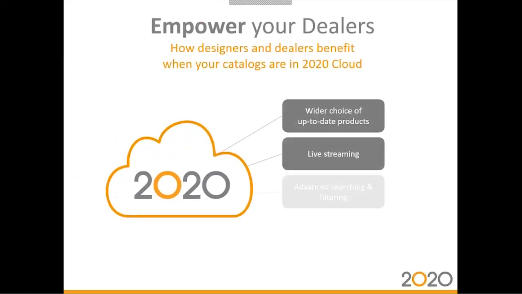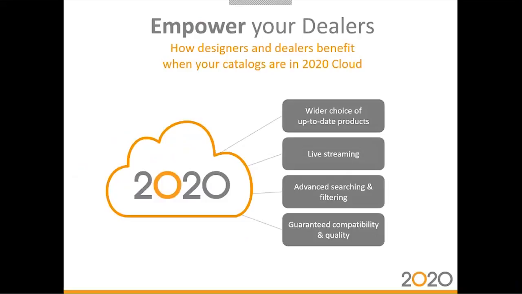So how dealers can benefit? First of all, the dealers will have a much wider choice of up-to-date products. The software allows us to have live streaming for product information. There's a much more advanced search and filtering option, and it's guaranteed compatibility and quality for all our desktop solutions.